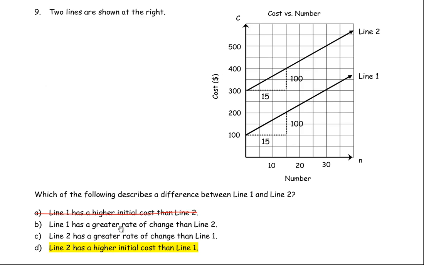Now let's take a look at the second one. Line 1 has a greater rate of change than line 2. If you look at the rate triangles I've drawn here, if we connect this point to this point, it's gone across 50 and up 100. And in fact, both of them are the same. It's gone across 50 and up 100.